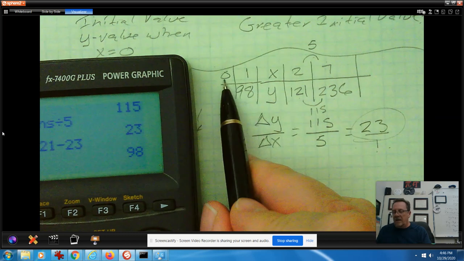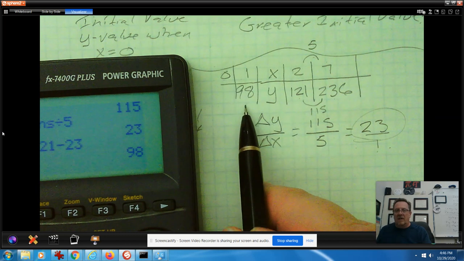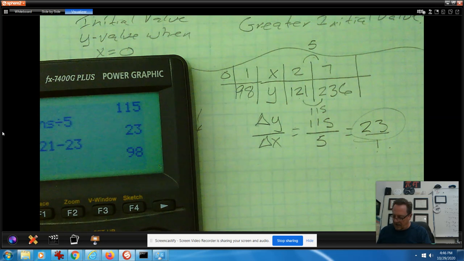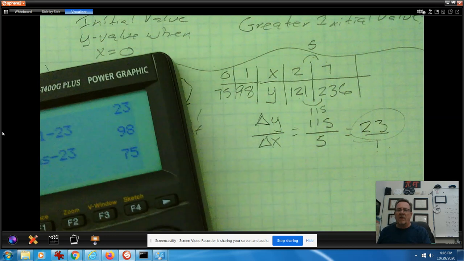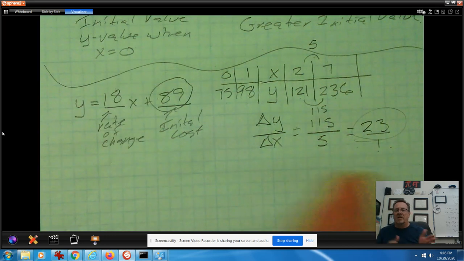And then I'm going to subtract another 1. So I'm going to have to subtract another 23 from 98. And that's going to give me 75. Right? So there's one way you can think about it when you're doing your tables. You can just go down.